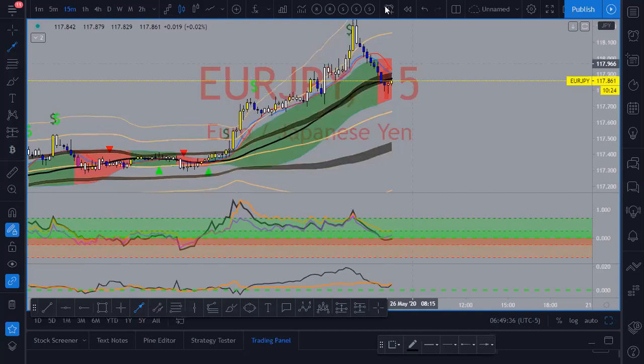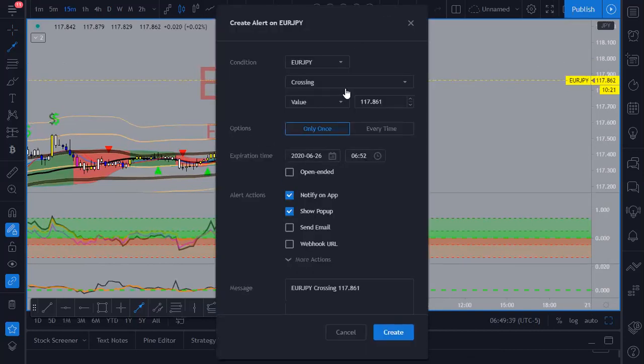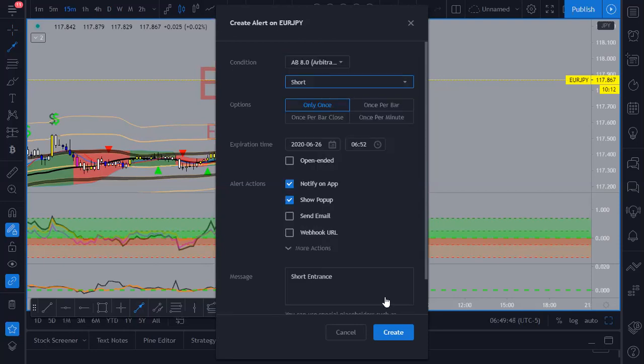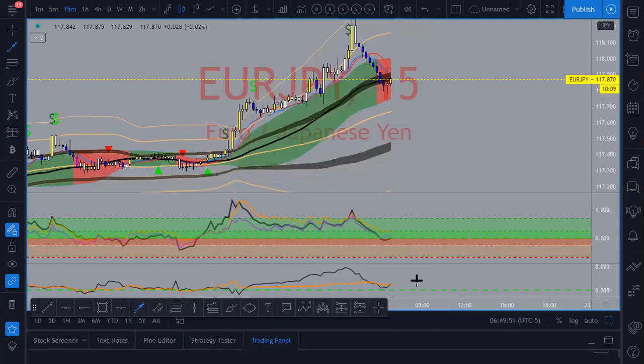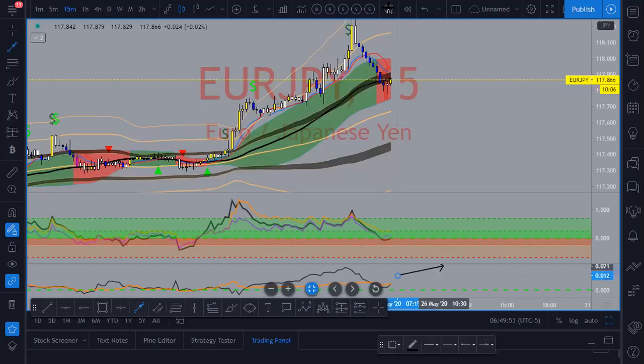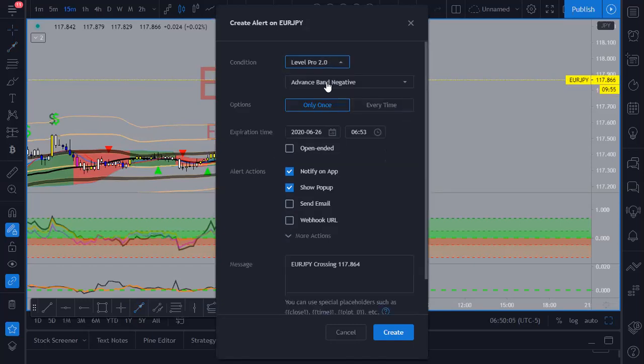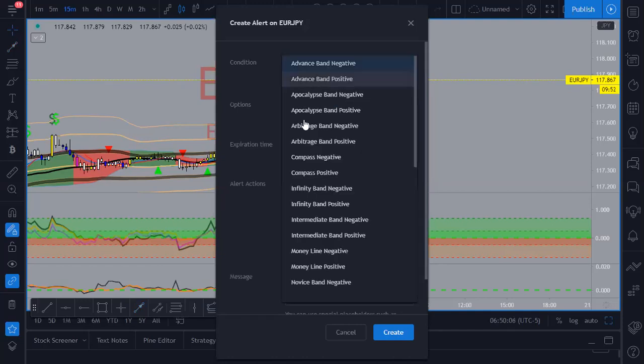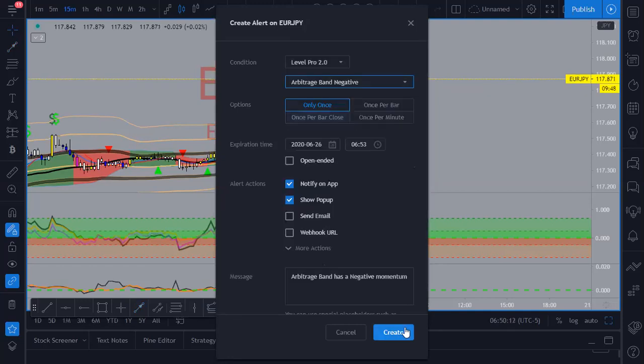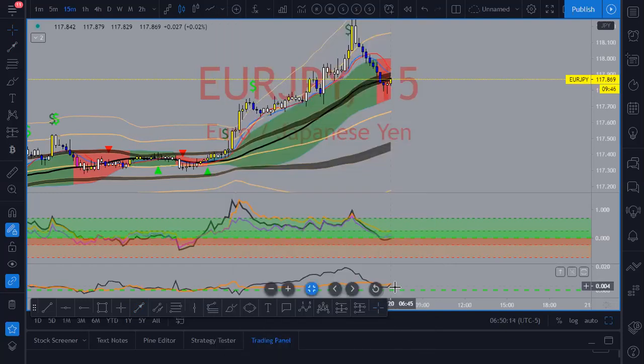I'm gonna set this alert up because I do like the sell. Euro JPY, so arbitrage. I'm gonna call for shorts. And also what I want to see is the Level Pro 2.0. I want the arbitrage band to go negative. The RSI line, it's most likely going to go negative before the arbitrage, but that's what I want to see.